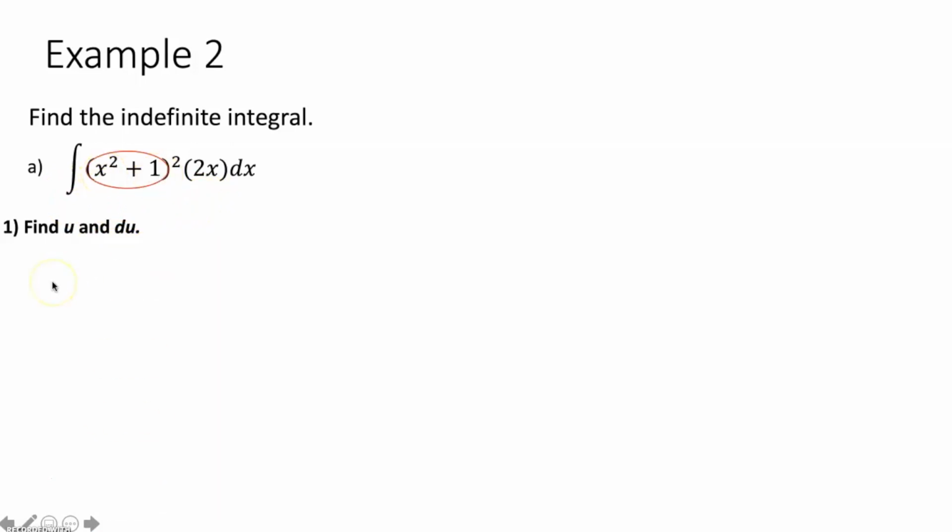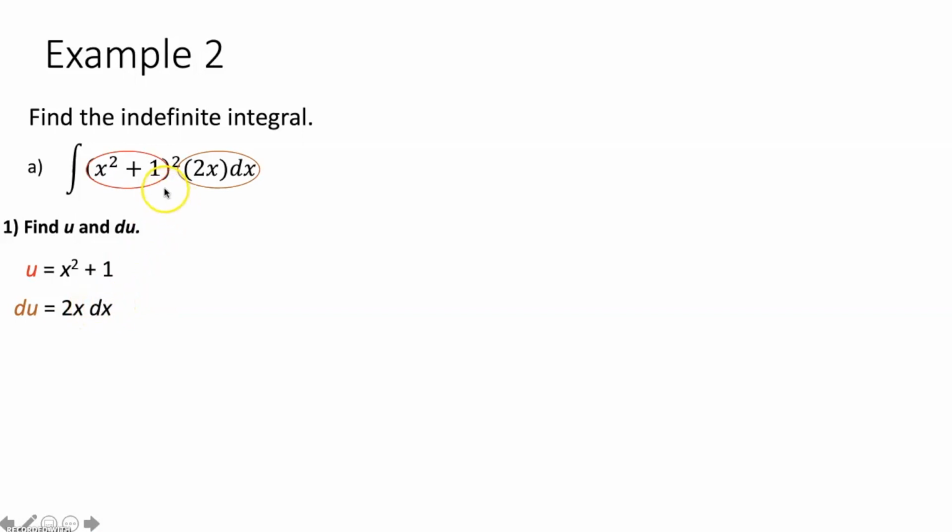The reason is because if u is equal to x squared plus 1, and I take the derivative of this with respect to x, the derivative of u with respect to x is du dx. Over here, the derivative of x squared plus 1 is going to be 2x to the first plus 0, or just 2x. I then multiply both sides of the equation by dx. I get du is equal to 2x dx. Now look, 2x dx, that takes care of the other function in the problem.